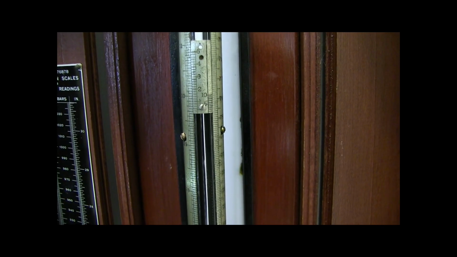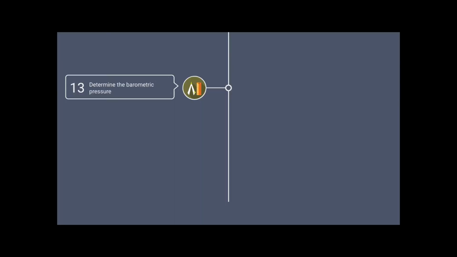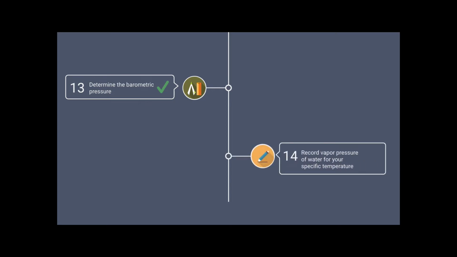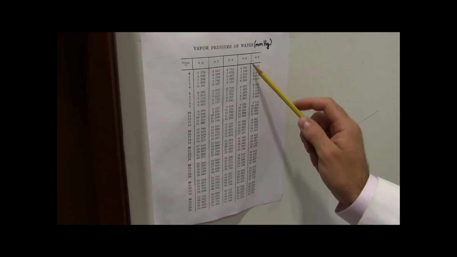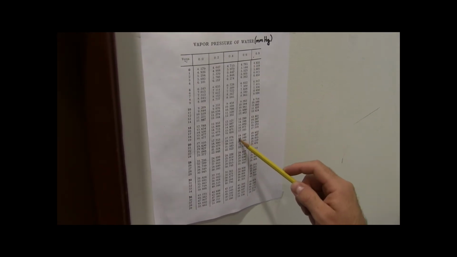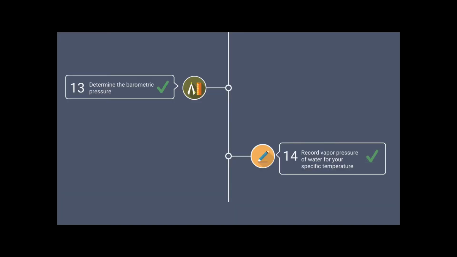So here our reading is 75.4 centimeters of mercury. Remember that you still need to convert this measurement to millimeters of mercury. Lastly, use a table to determine the vapor pressure of water at our specific temperature. If our temperature was 22.6 degrees Celsius, first find the row that says 22 and then line that up with the 0.6 column. The number there is your vapor pressure in millimeters of mercury.